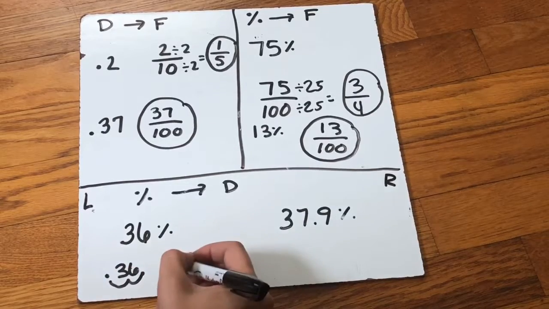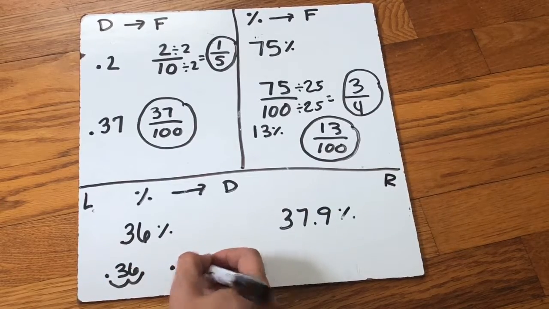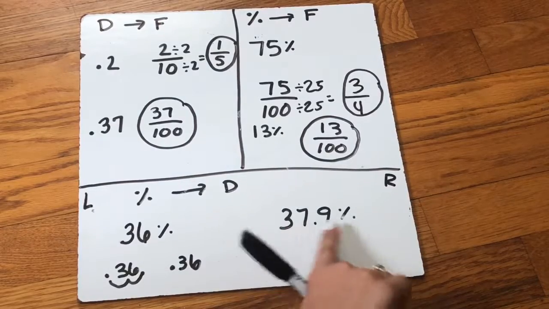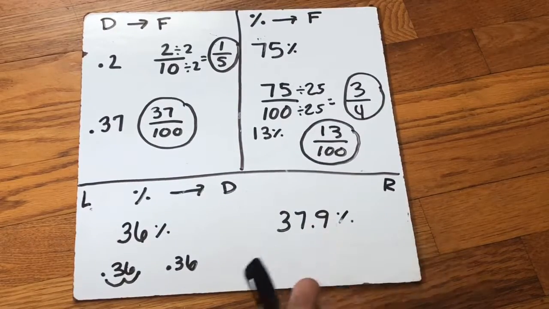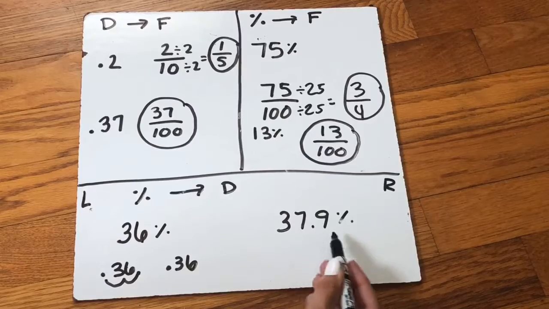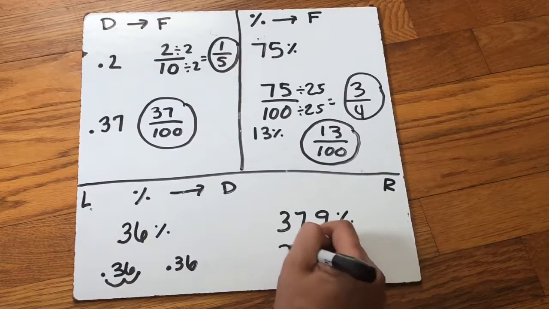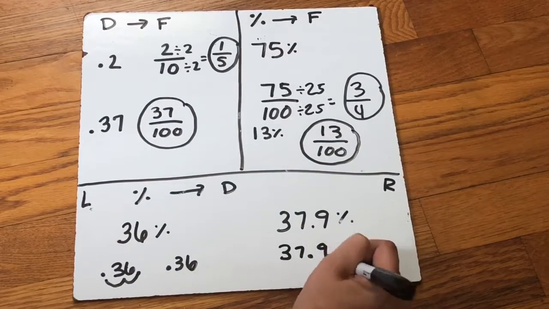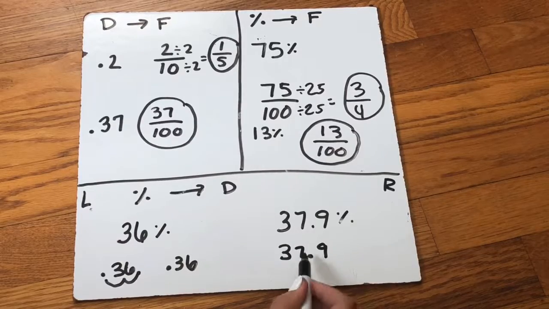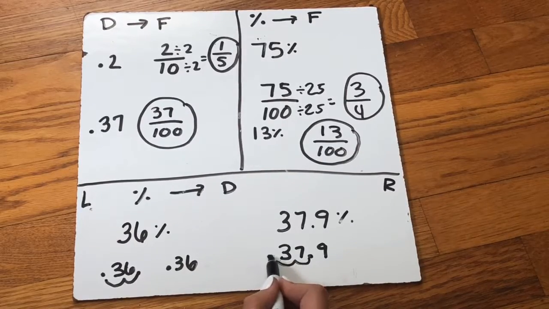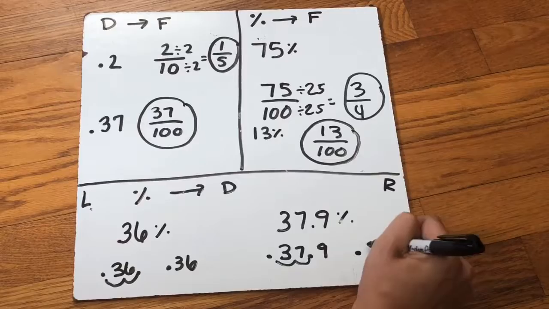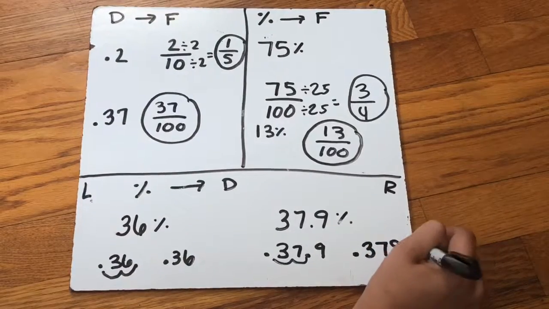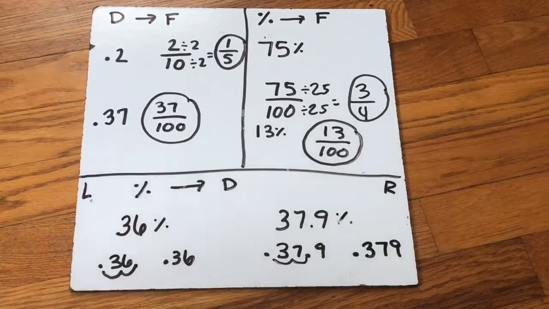So 36% becomes 0.36. Let's look at this example where we have a whole number with a decimal as a percentage. So I have 37.9%. I'm still going to do the same thing. I have 37.9, but I'm going to start where my decimal already is and move 2 places to the left. So my final answer is 0.379. Those are my final answers.